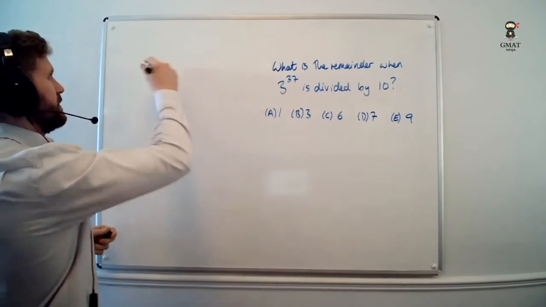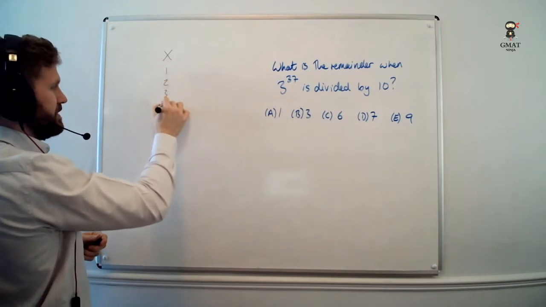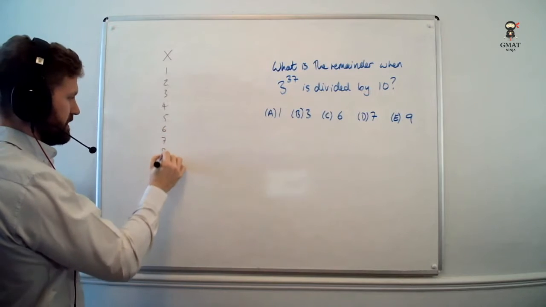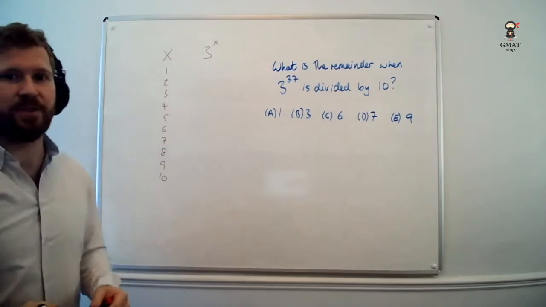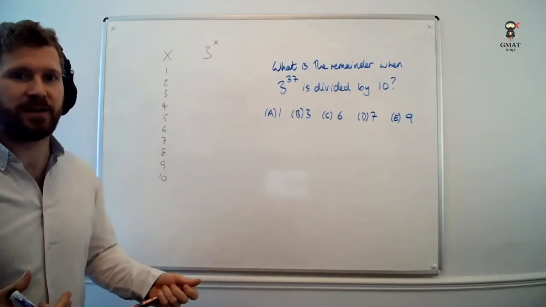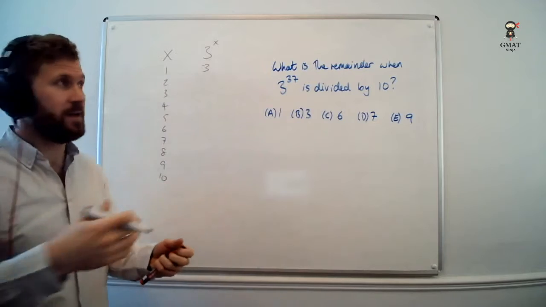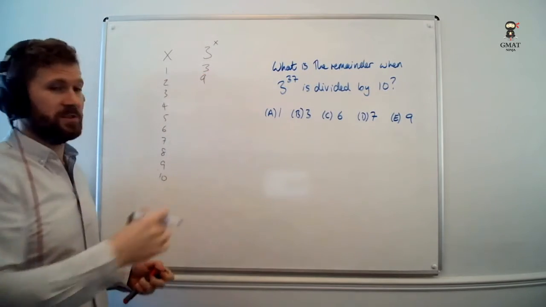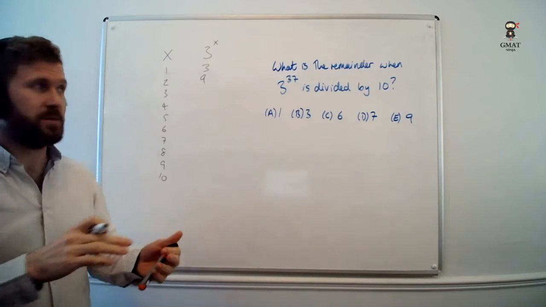So if I set up a bit of a table to begin with, if we just call this column X, and I have 1, 2, 3, 4, and we'll keep this going for a while. In this column, I'm going to have the units digit of 3 to the power of X. Now, 3 to the power of 1 is just 3, so we can stick that number in there. 3 squared is 9, so we get the units digit there. 3 cubed, 27. But all I'm interested in is the units digit.